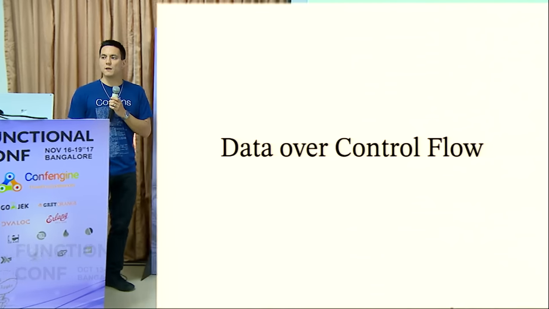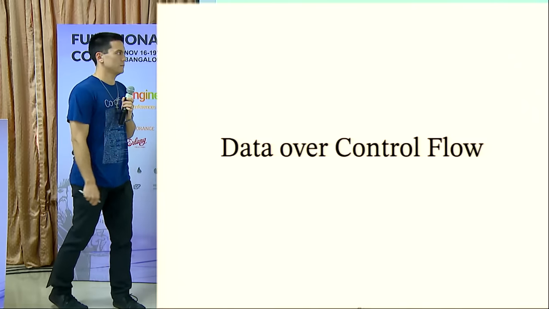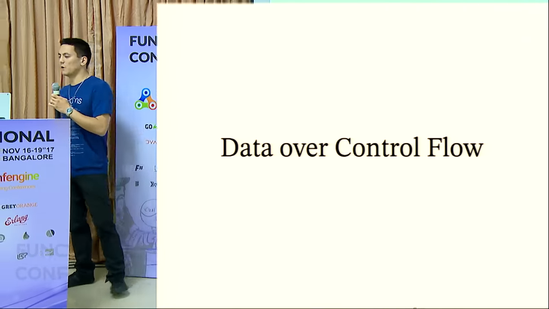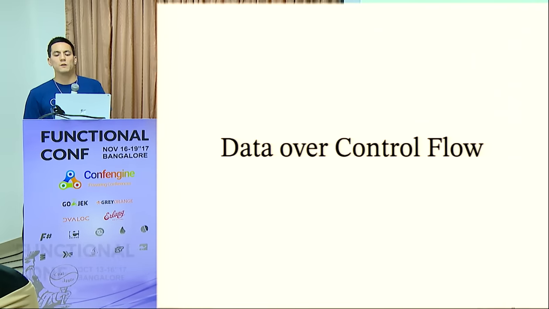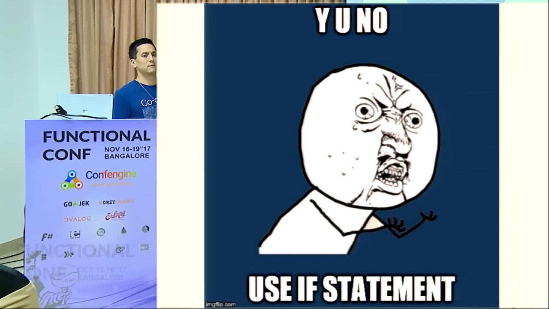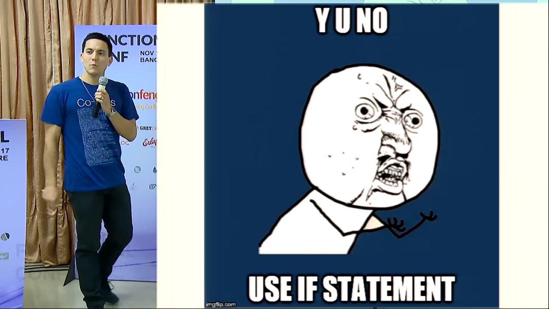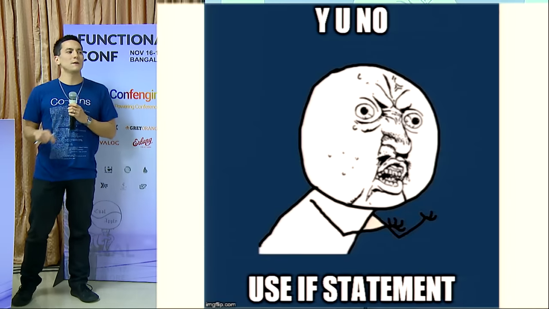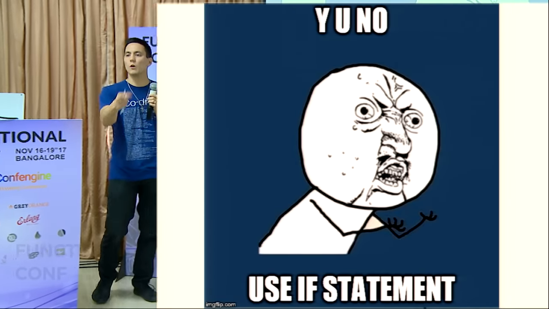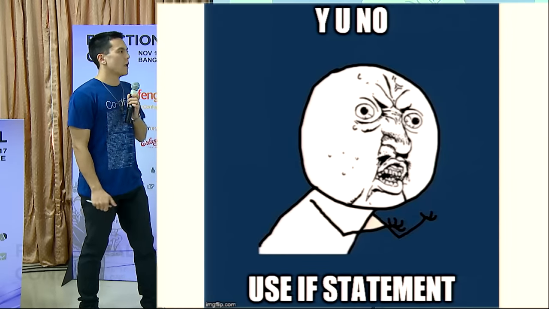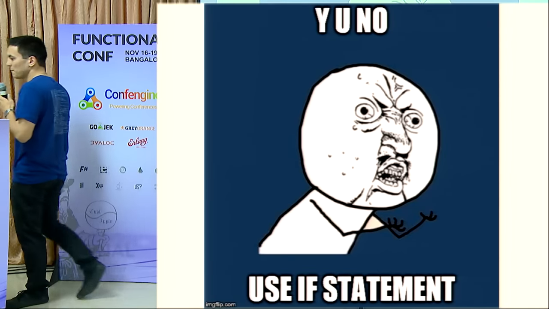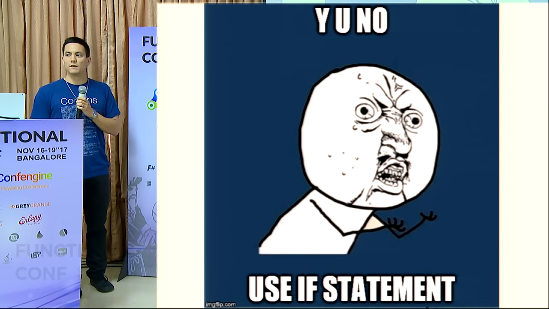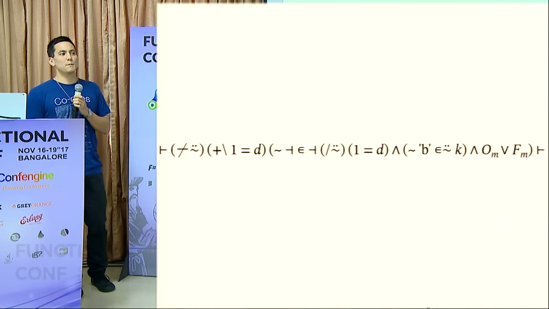So now we have data over control flow. This is one that's, I think, a big favorite in the APL community. And the computer scientists generally see it like this. Why won't you APLers just use a stinking if statement? Where if statement could be anything. It could be pattern matching, branching, recursion, all that kind of stuff. And the problem is that control flow is unnatural and it's unnecessary. So let's look at an APL sentence.